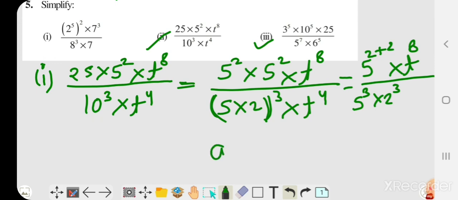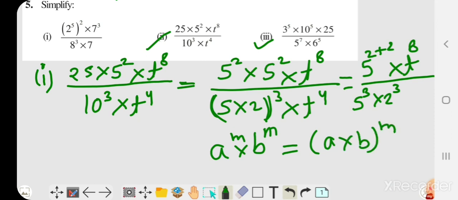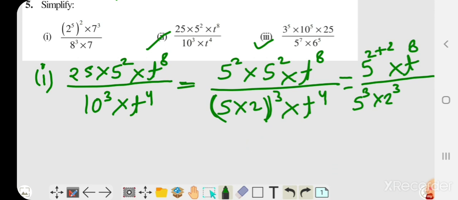in law there was a law a raised to power m into b raised to power m. So in this case, if bases are different but powers are same, we used to write that. Bases are different, powers are same, so power is written outside like this. So now we are going from here to here. The power is already written outside, so we are separating it into both terms. I hope it is clear to you. So we have got this expression with t raised to power 4.